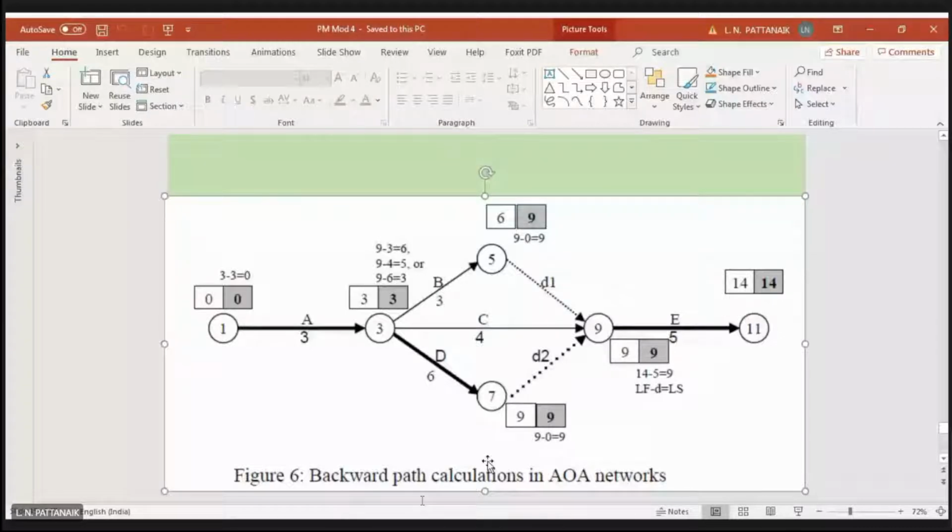Whereas in the case of node 5, there is a gap between early start and latest start, right? So for this, you have to bolden this line, because this line is called the critical path. This is called the critical path, right?